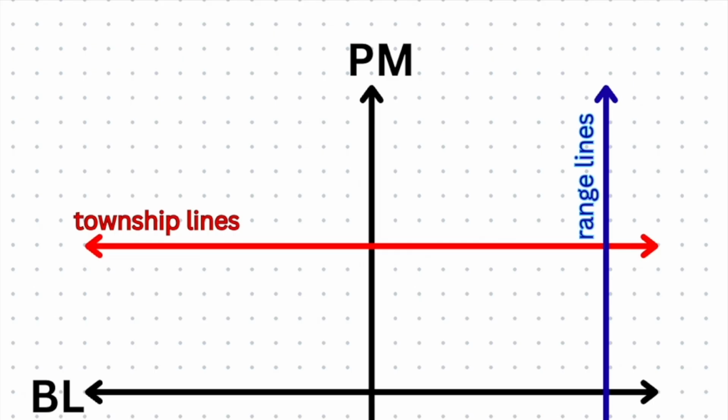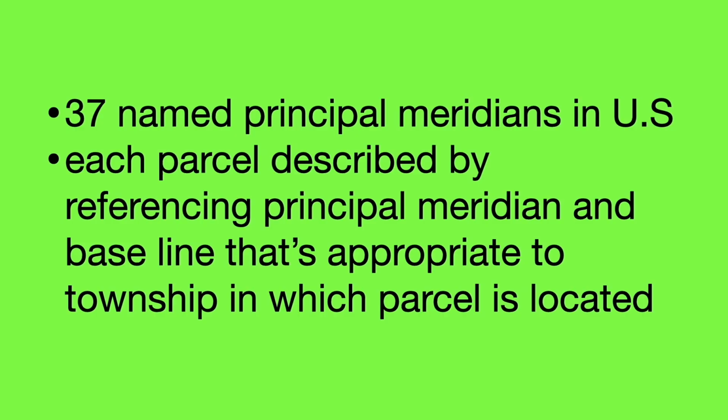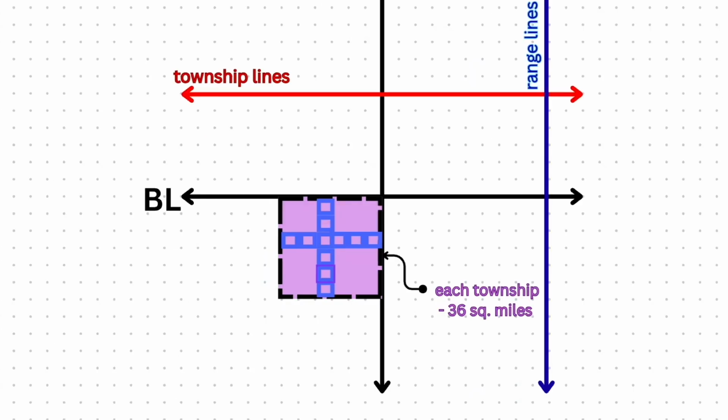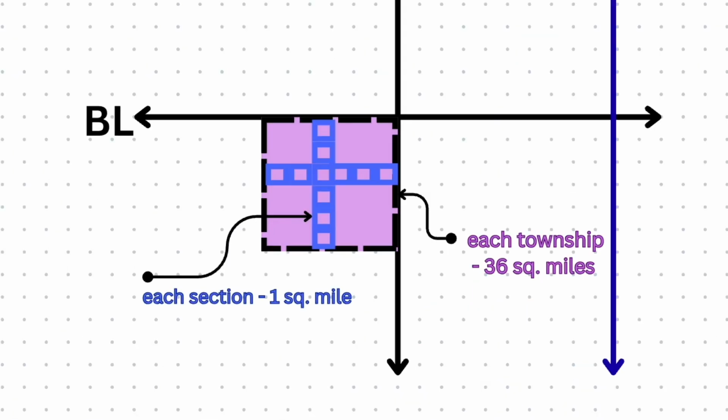North-south lines are called range lines. There are 37 principal meridians in the United States. Each parcel is described by referencing the principal meridian and baseline that is appropriate to the township where the parcel is located. Every township is 6 miles square, or 36 square miles. Every section is 1 square mile, which is also 1 mile squared.